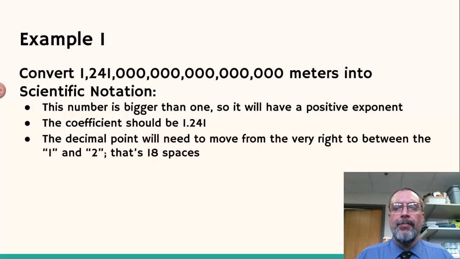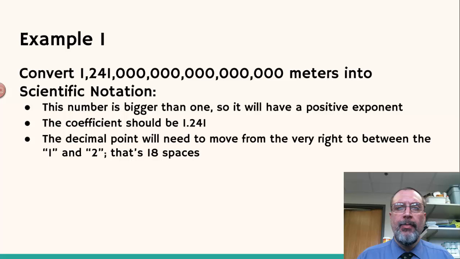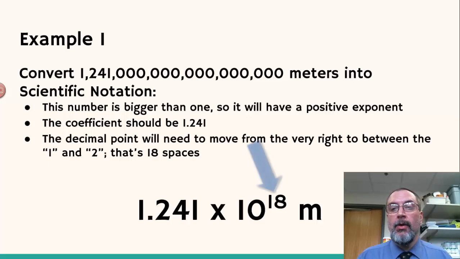Now, I need to move the decimal point from where it is at the end of this number, all the way to the right, to between the 1 and 2. I need to move it 18 spaces over to the left. So that 18 is my exponent. So 1.241 times 10 to the 18th is this number in scientific notation. And that's a lot easier to read. It's also a lot easier to write.